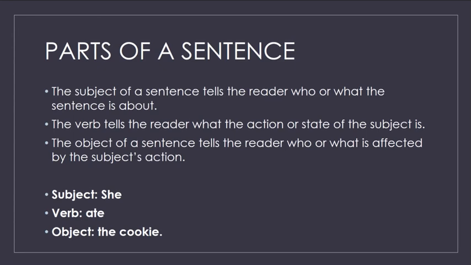And the object of a sentence tells the reader who or what is affected by the subject's action. At the very least, you need two things, three really, to create a complete sentence: a subject, a verb, and occasionally an object. And the reason I say occasionally an object is going to be clear in a second. She ate the cookie. She, subject, ate, verb, the cookie, object.